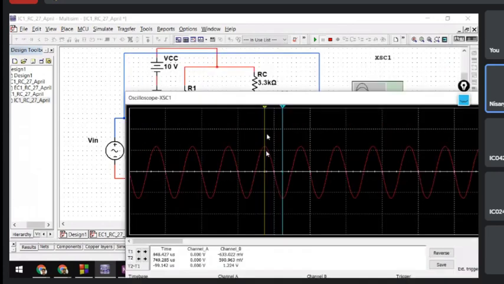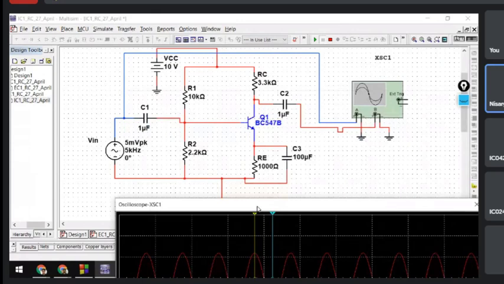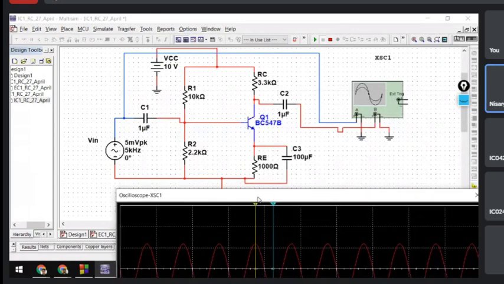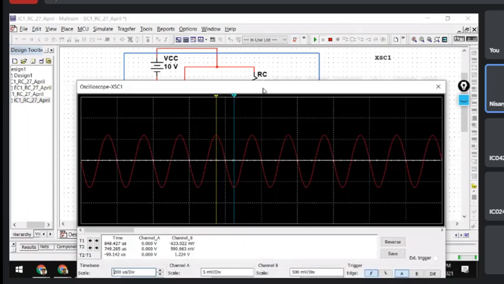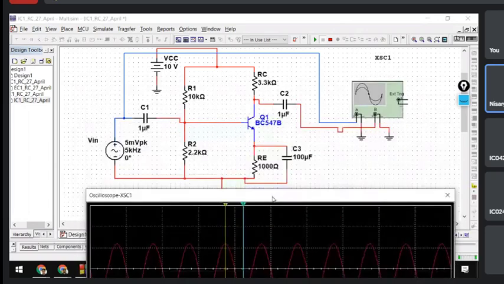So I think this will work if we don't remove the capacitor also. Fine. Okay, so let us not remove the capacitor, because I thought we have to remove the capacitor to see the effect, right? But actually it should not be the case.